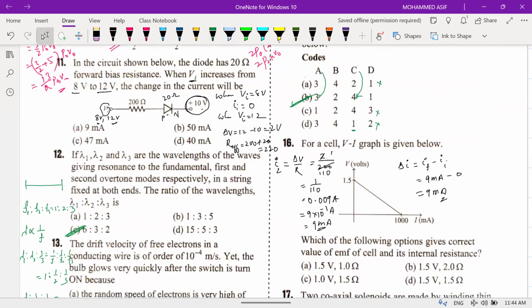Sure. Question number 16. For a cell, a V versus I graph is given. What will the V versus I graph give me? The EMF of the cell. See, when the current is 0, from the graph, the potential is 1.5 volt. Sure. Simplify that one.